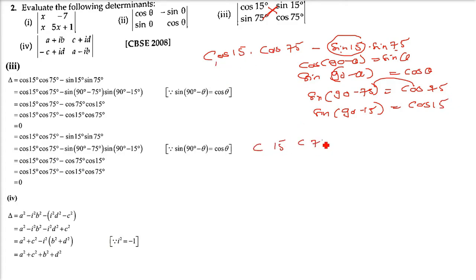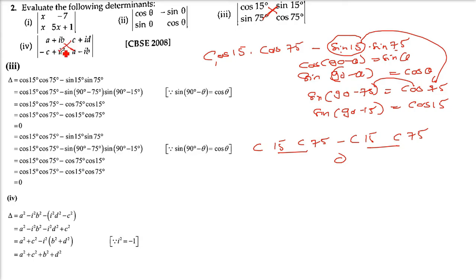So what will it be? Cos 15 cos 75 minus, this is cos 75, I'm writing it here, and this is going to be cos 15. Now you see, both are the same, so it's 0. They both are the same. They cancel each other out.